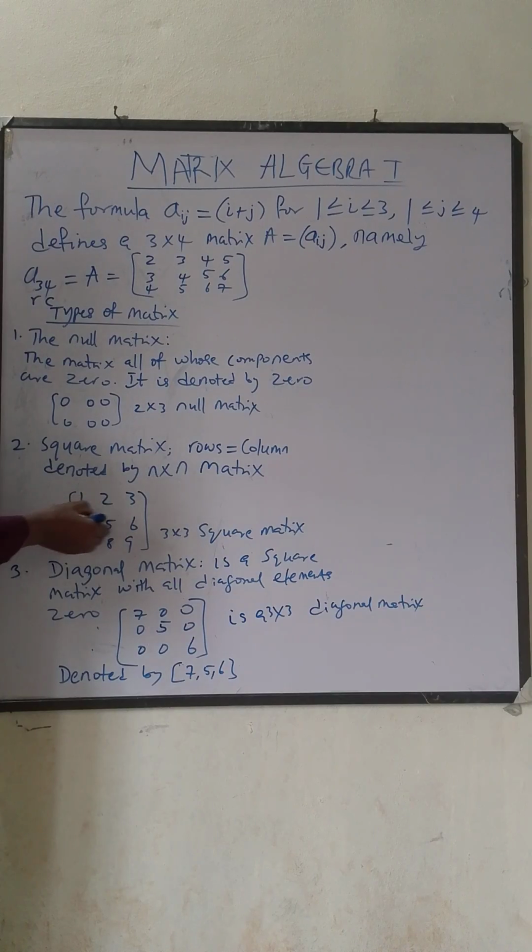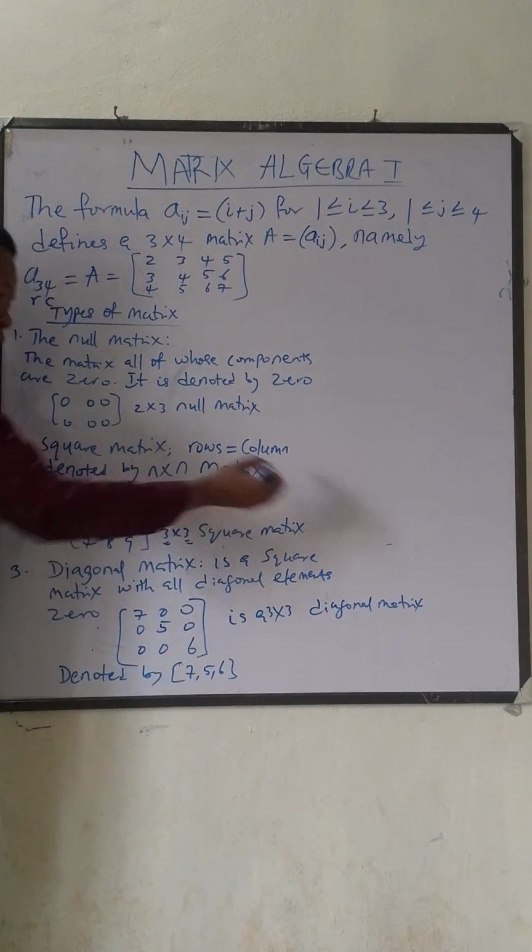Here you have all the components. They have equal rows. They have equal columns. And see, 1, 2, 3, 4, 5, 6, 7, 8, 9. So how many rows are you having? 1, 2, 3. And how many columns? 1, 2, 3. So it's a 3 by 3 matrix, and it's referred to as what? Square matrix.